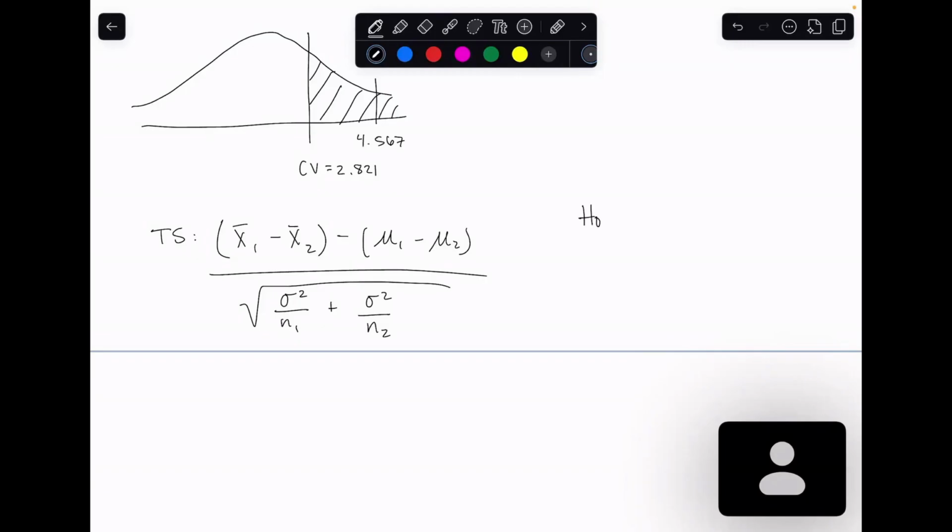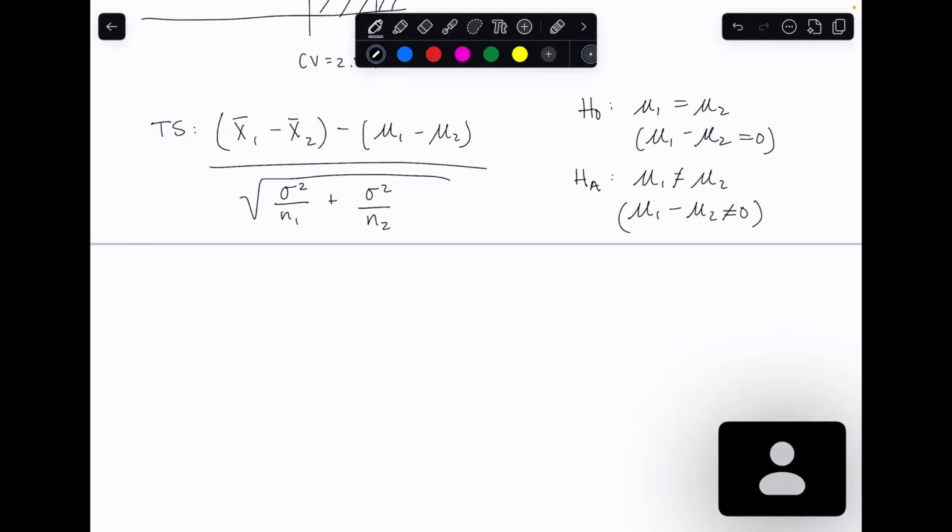Your null usually is going to be like mu1 equals mu2, which implies that mu1 minus mu2 equals 0. And your alternative would be that they don't equal each other, that the difference between the two doesn't equal 0. So if we're doing a two-sided hypothesis test for a difference in means, you might see it written this way, or you might see it written this way. Same thing. We hypothesize under the null that the true means are the same, meaning if we take the difference, it's 0. And our alternative hypothesis would be that they are not the same.